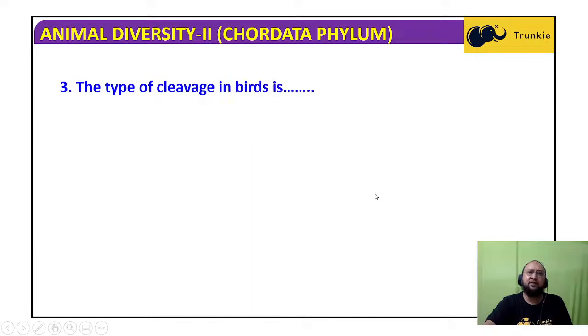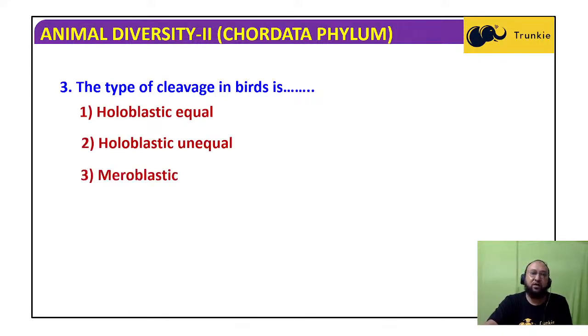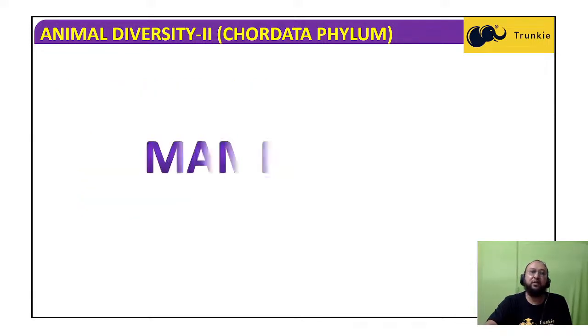So it will be feathers, if we want to consider the most important character of birds. Then the type of cleavage in birds is holoblastic equal, holoblastic unequal, meroblastic, or it is meroplastic. I will explain about it.